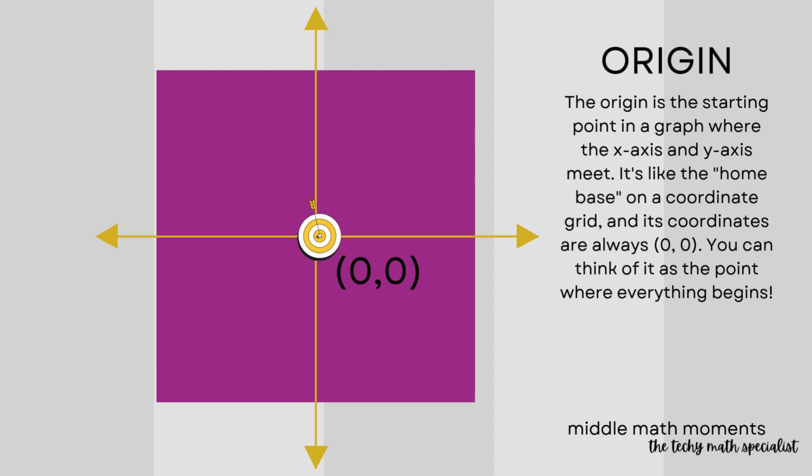The origin is the starting point in a graph where the x-axis and y-axis meet. It's like the home base on a coordinate grid, and its coordinates are always 0, 0. You can think of it as the point where everything begins.